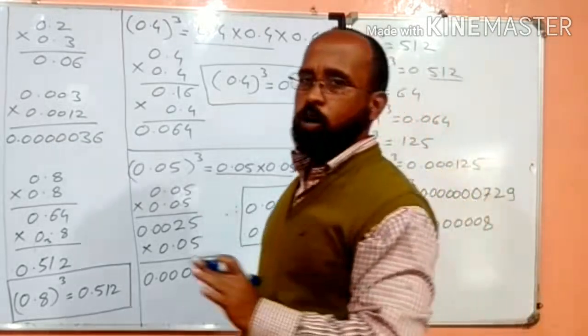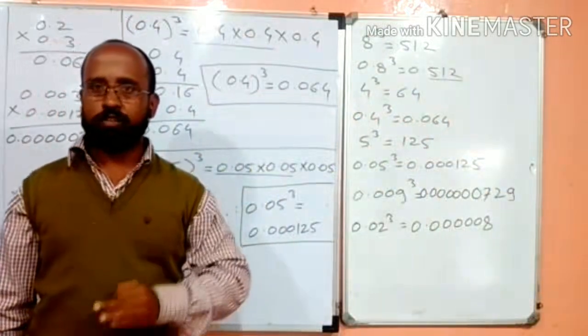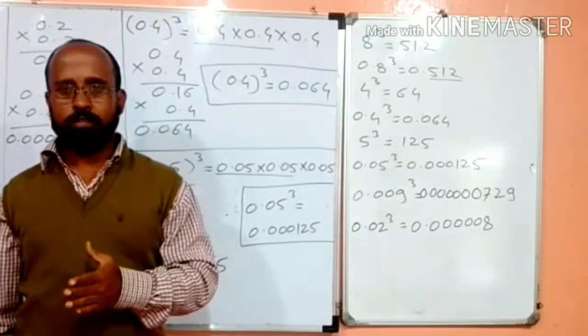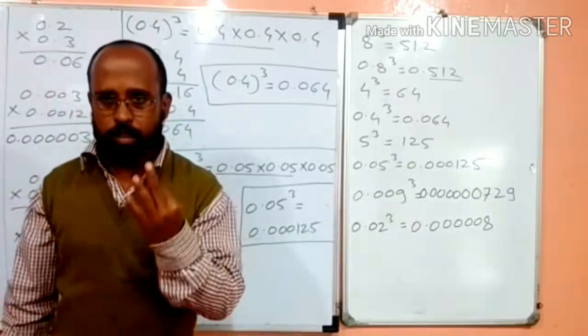Clear friends? I hope you have understood that whenever we are finding the cube of a decimal number, the number of decimal digits in the cube is getting tripled.